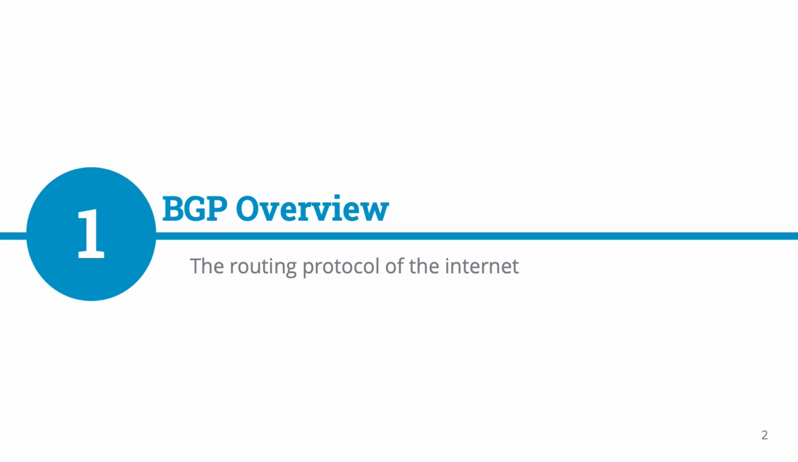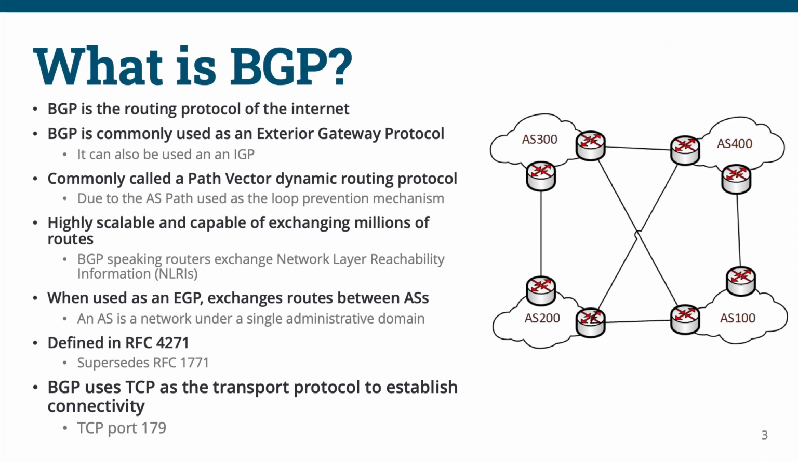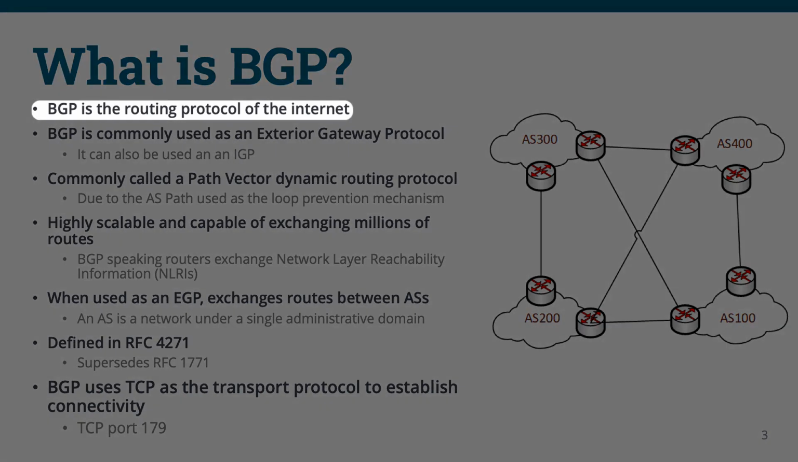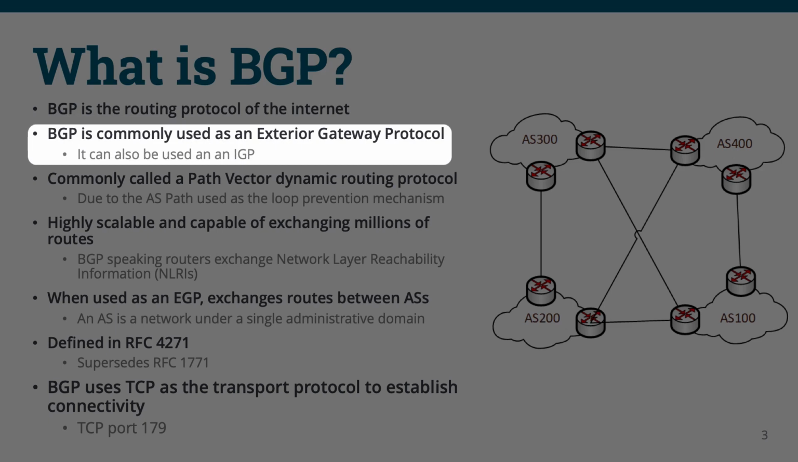So, let's jump in and review some of the features and characteristics of BGP. As I mentioned earlier, BGP is sometimes called the routing protocol of the Internet. This is because the routing protocol used ubiquitously by all major network transport service providers of the Internet is BGP. Whenever one AS needs to exchange routing information with another AS, BGP is almost always used.